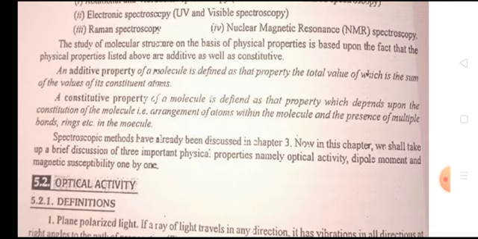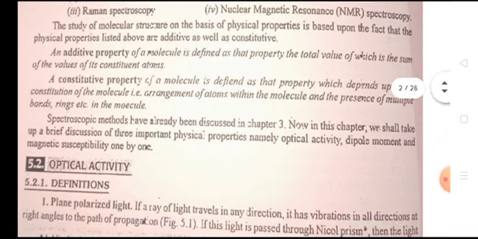The study of molecular structures on the basis of physical properties is based upon the fact that the physical properties listed above are additive as well as constitutive. An additive property of a molecule is defined as that property, the value of which is the sum of the values of its constituent atoms.